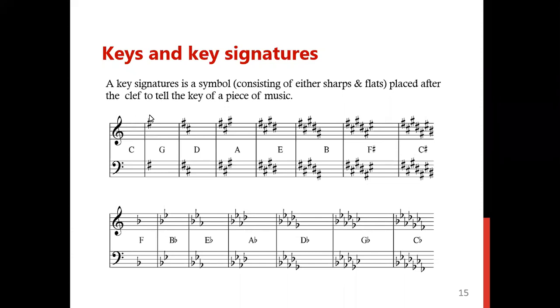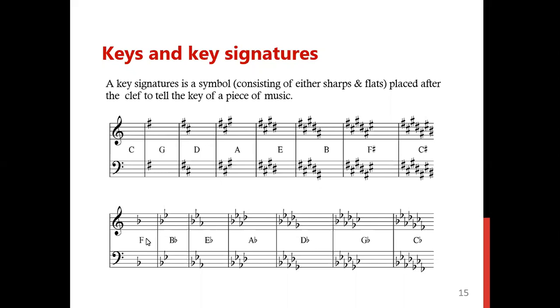The next one, if you have only one, that's G. If you have two, that's D. If you have three, that's A. If you have four, that's E. If you have five, that's B. If you have six, that's F sharp. And if you have seven, that's C sharp.